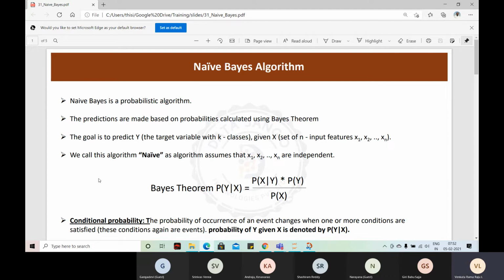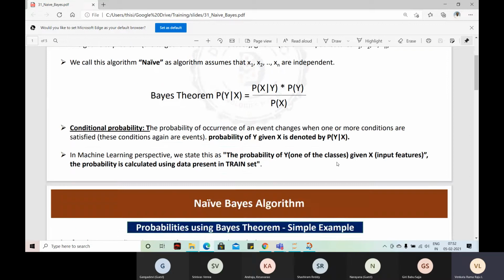So statistics is all about estimation. It is not about accuracy, right? Can you do it perfectly? That's not the question of statistics. Can you do it or not? That's the question statistics will answer. We call this algorithm naive because the algorithm assumes independence. What will you get when you assume independence?